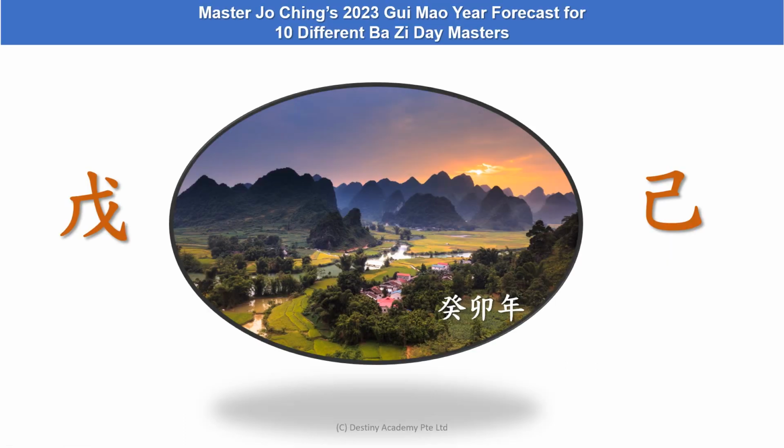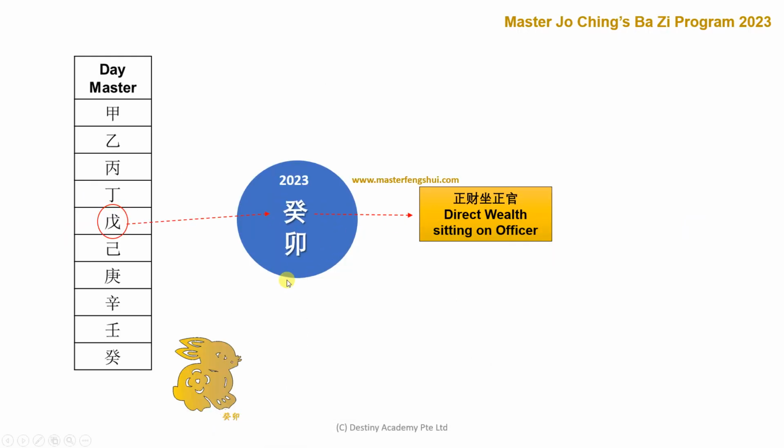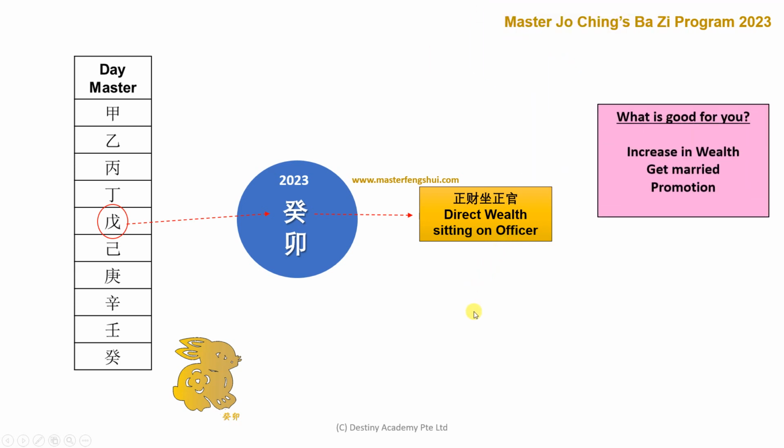Next, we have the Wu and the Ji Earth. For the Wu Daymaster, seeing Gui Mao, first of all, is your direct wealth star, and Mao will be your direct officer star. We call it the 正财坐正官, direct wealth stacking on top of officer. What is good for you? Potentially there will be an increase in wealth for the guy, because Gui also in a way combines with your Daymaster. So it's good to get married, or you may meet your special someone. And because it is a direct wealth sitting on officer, promotion is to be expected.